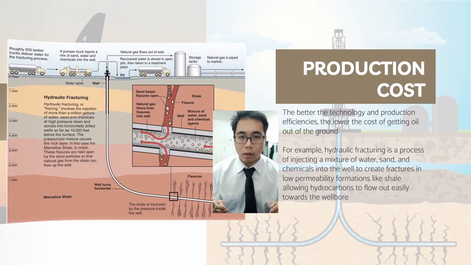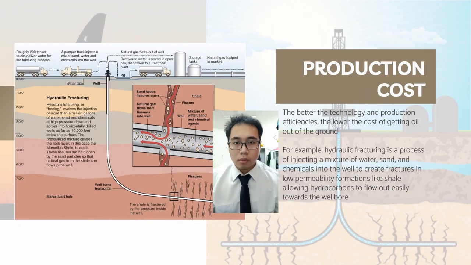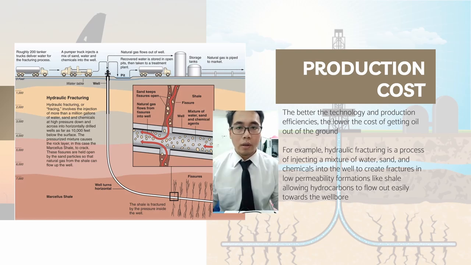Let's start with the first one, production costs. As time progresses, so do technologies and production efficiencies. The better the technology and production efficiency, the lower it costs to get oil out of the ground. For example, hydraulic fracturing is a process of injecting a mixture of sand, water, and chemicals into the well to create fractures in low permeability formations, allowing hydrocarbons to flow out easily towards the well bore.